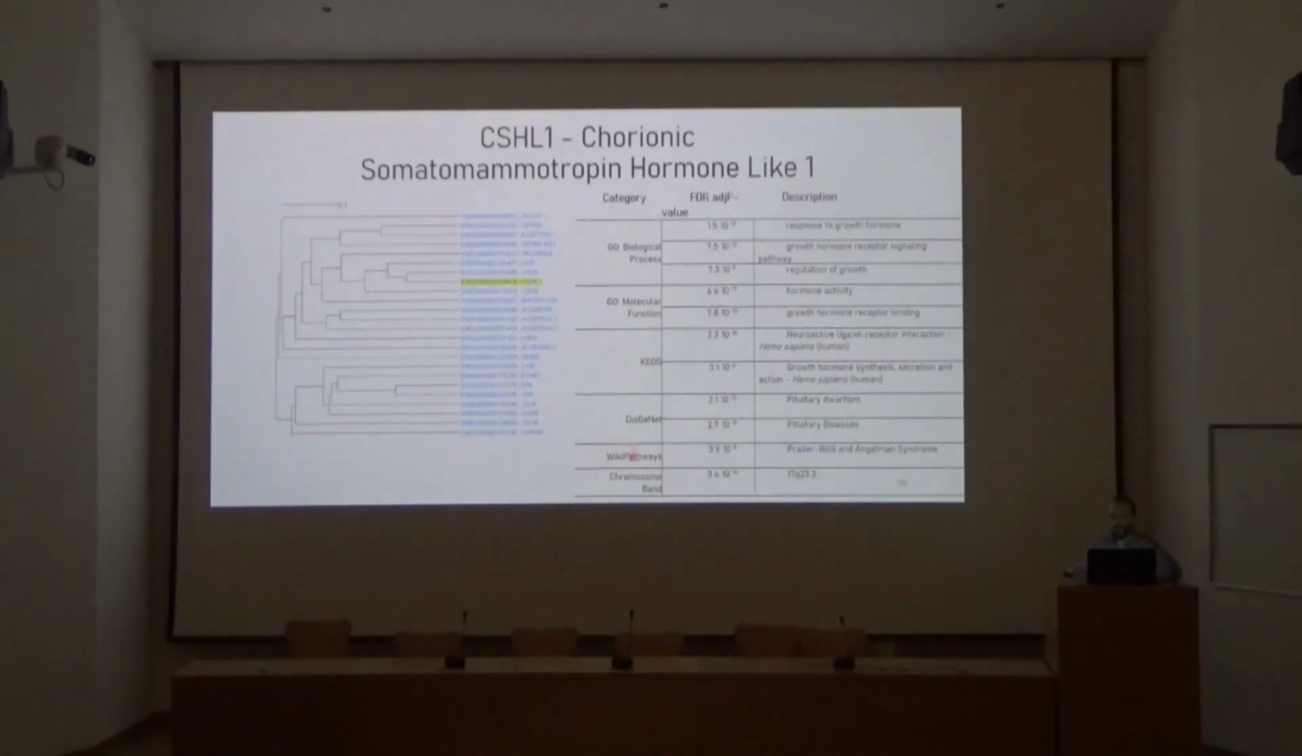Finally, by performing chromosome band analysis, we found that most of those genes are actually enriched for chromosome 17, the genetic locus that contains the growth hormone genes.